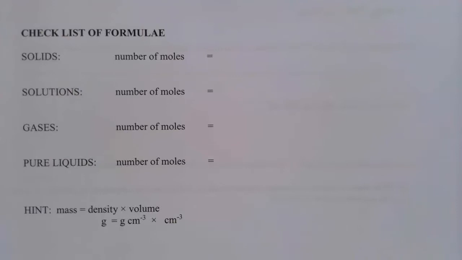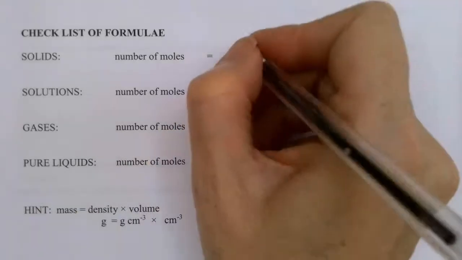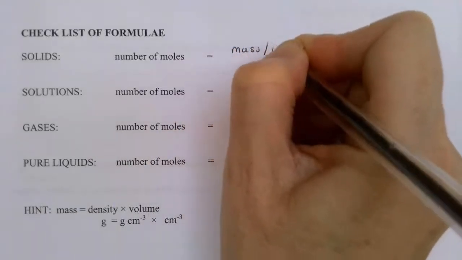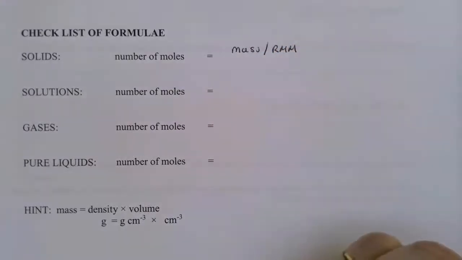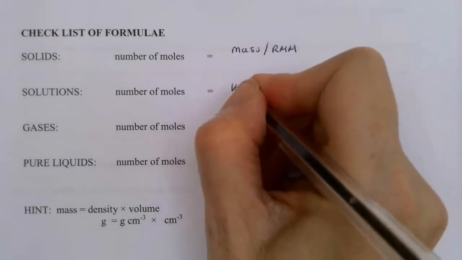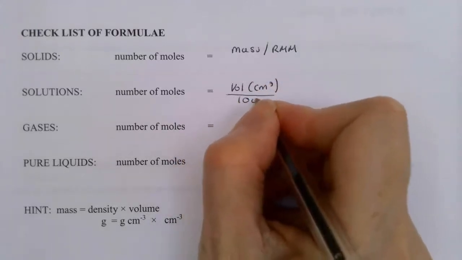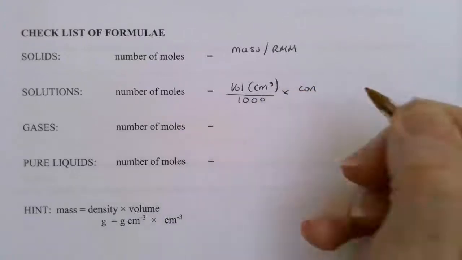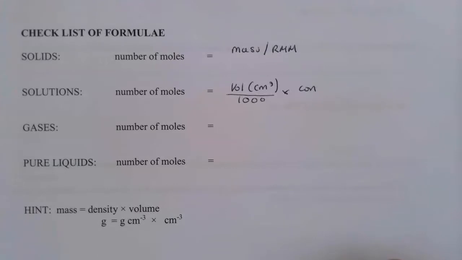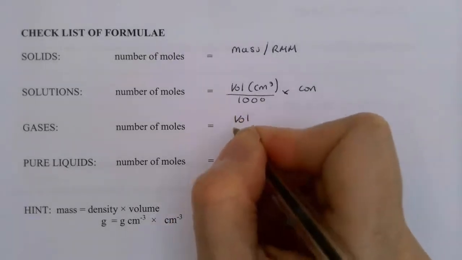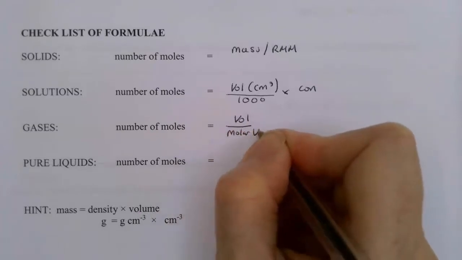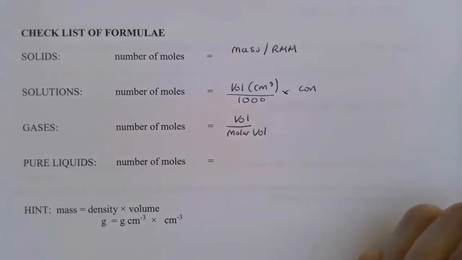So these are formulas that you need to know. If you were asked to work out the number of moles of a solid, it's going to be the mass of that solid divided by its RMM or its RAM. If you're asked to work out the number of moles of a solution, it's going to be volume in centimeters cubed, because that's how volumes are usually given, divided by 1,000 times concentration. If you're asked to work out the number of moles of a gas, it's going to be volume divided by the molar volume, where both volume and molar volume are either measured in centimeters cubed or decimeters cubed.